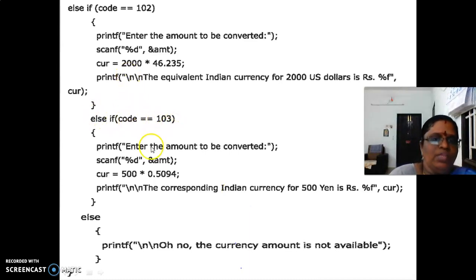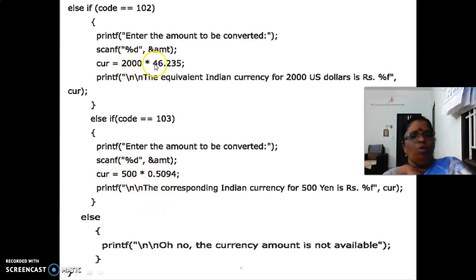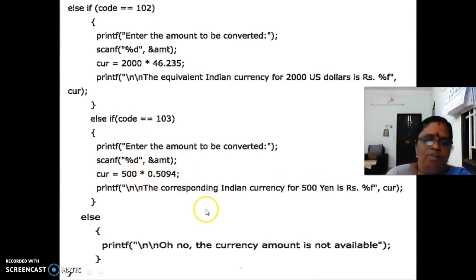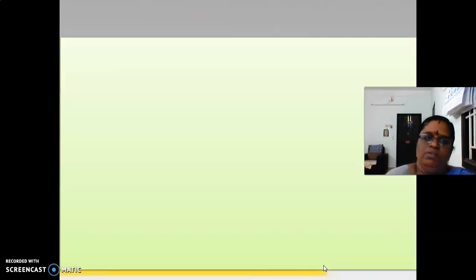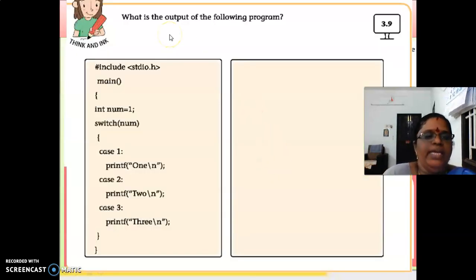Else if code is 103, you want to get the amount and check it. Instead of 500 and 2000 here, we can get the amount. You don't want the 2500 yen and all, you can just take the amount from the user and follow that. Else, if the code is not matching, the currency amount is not available. Got it?